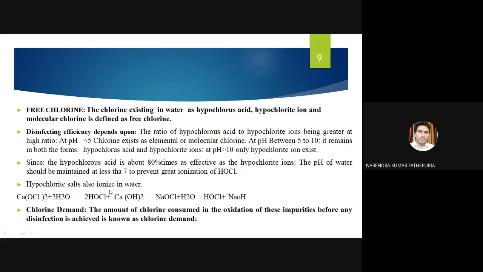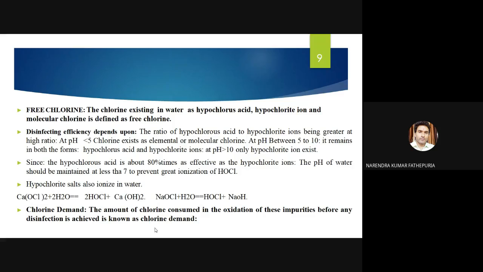So hypochlorite salt is also ionized in the water. Suppose this is the calcium hypochlorite, it will react with the H2O, then HOCl will be formed, and calcium hydroxide will be in the form of precipitate and sludge. And if you are using sodium hypochlorite, then with H2O the same reaction will be happening. In both cases, as I told you, the raw product you can take as calcium hypochlorite or as sodium hypochlorite. Both the reactions will be taking place. It will be in the precipitated form, and HOCl will be formed. And HOCl works as a disinfectant. HOCl means hypochlorous acid.